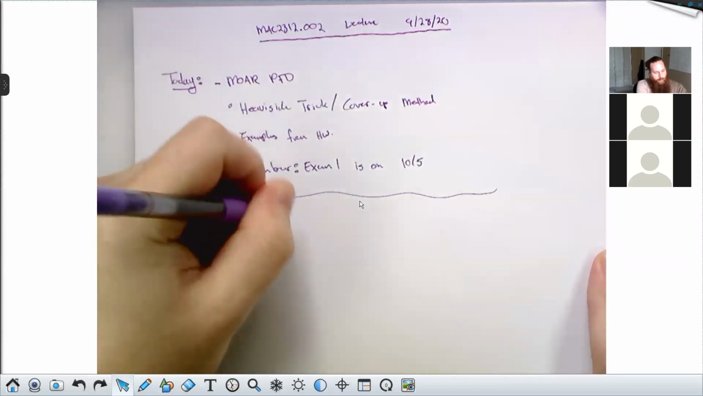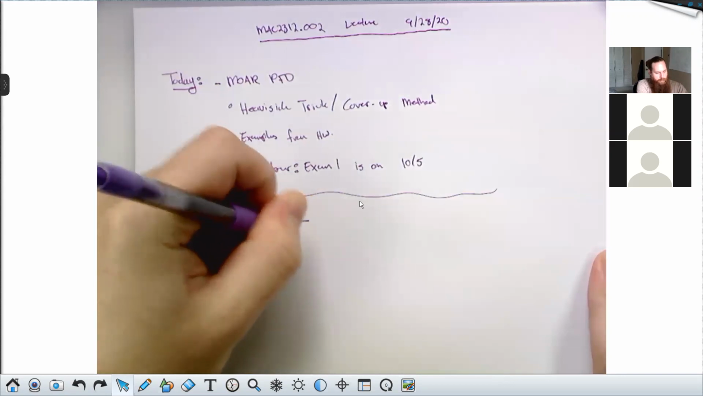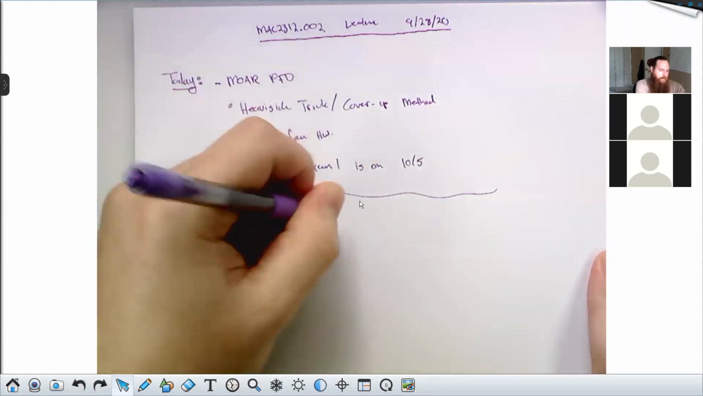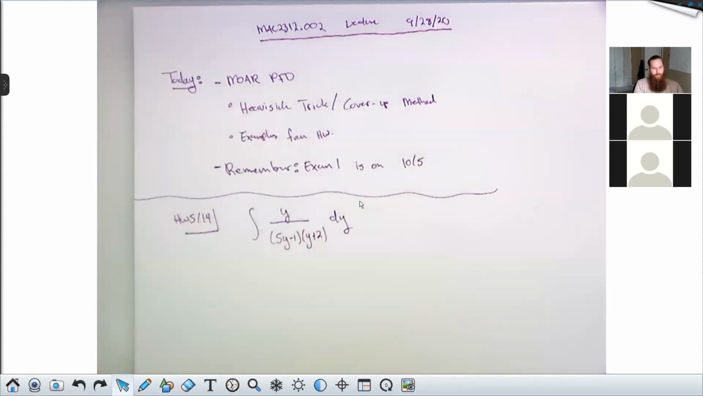Here we want to integrate y over (5y minus 1) times (y plus 2) dy. The integrand here is a rational function. It is a ratio of two polynomials. Is this a proper rational function, or do I need to long divide first? Is it proper? It is proper. Why is it proper? Because the denominator has a higher degree.